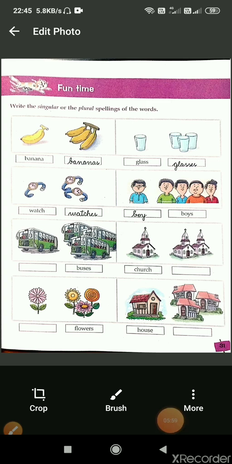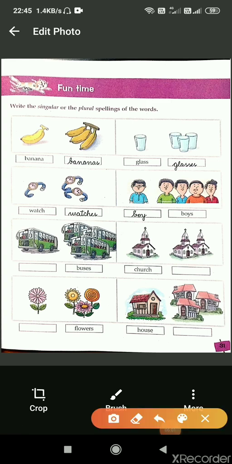We see that the word glass ends with the letter S. So we know that for words ending with S, X, CH, SH, we add ES to make the plural form. So its plural form will be glasses. GLASSES, glasses.